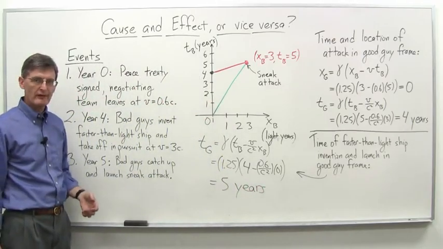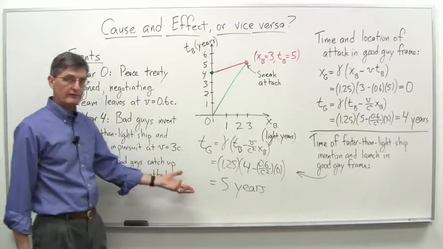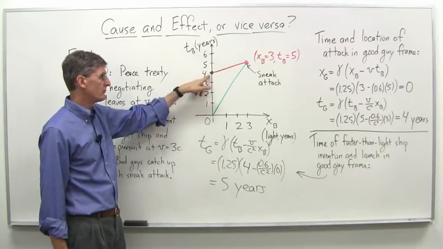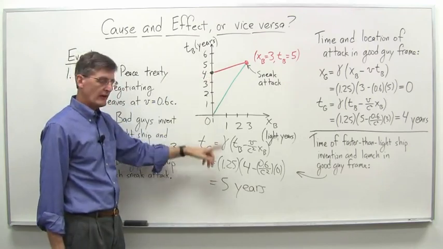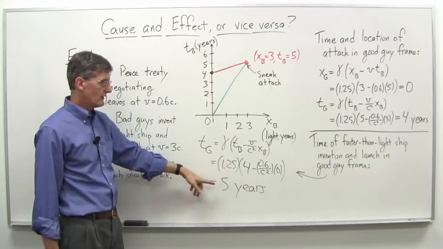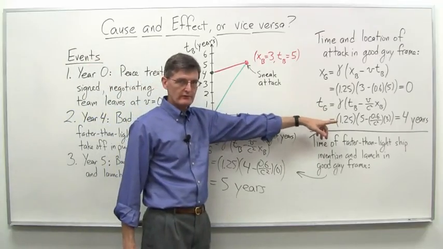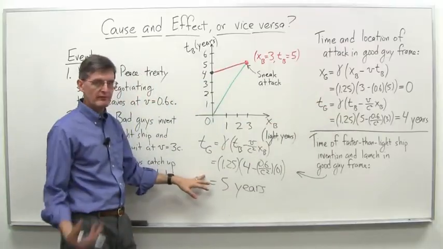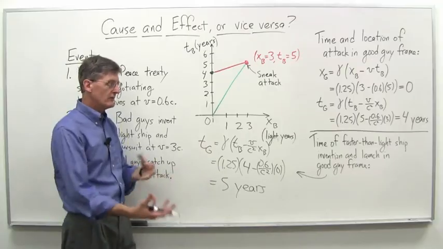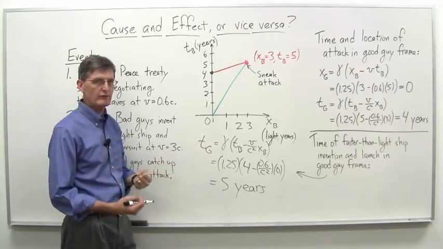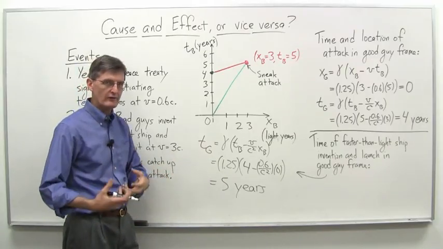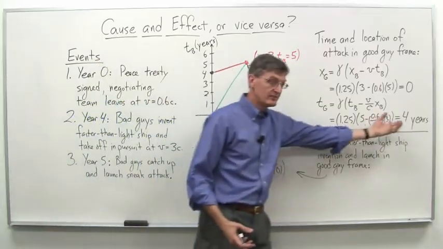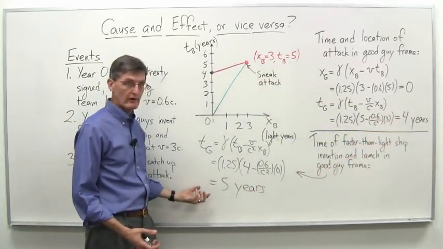So, look what we've got here. In the good guy frame, the invention and launch of the spaceship occurs at 5 years, according to their clocks, and the sneak attack occurs at 4 years. In other words, the sneak attack occurred in their frame before the ship was even invented. So how can you have that? I mean, in other words, it reverses cause and effect. Normally cause happens, and then you get the effect. Here you have the effect happening before the cause.